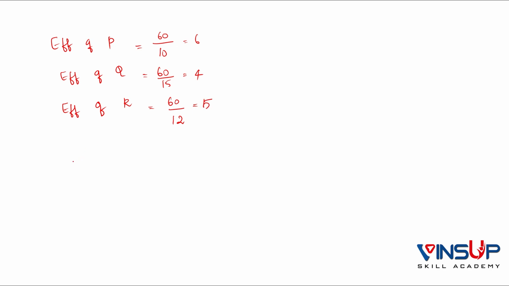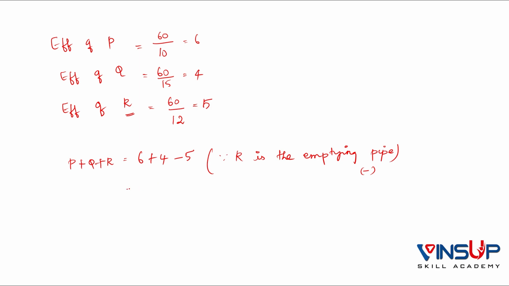Now we have to add all the efficiencies. P plus Q plus R. So 6 plus 4. We should not give a plus symbol here because R is an emptying pipe. So minus 5. Write the reason why: because R is the emptying pipe, so we have to represent it with a negative symbol. So minus 5. So 10 minus 5 is 5. Efficiency of PQR is 5.